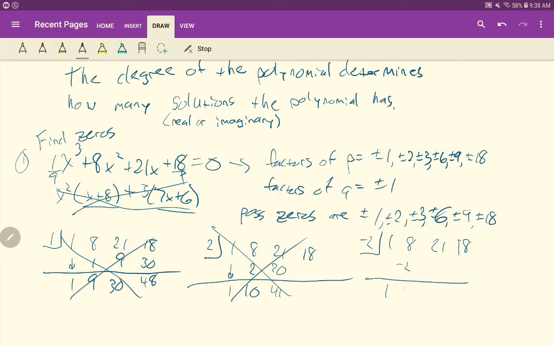1 times negative 2 is negative 2. That makes 6. 6 times negative 2 is negative 12. Negative 12 and 21 makes positive 9 when I add those together. And then that makes 18, negative 18, which makes 0. And aha, we found one that works. So negative 2 is one of our zeros.